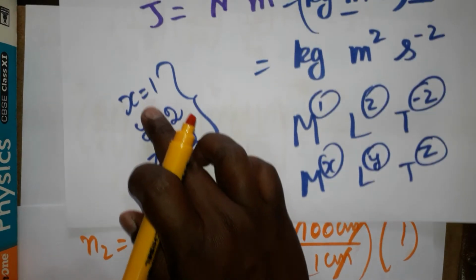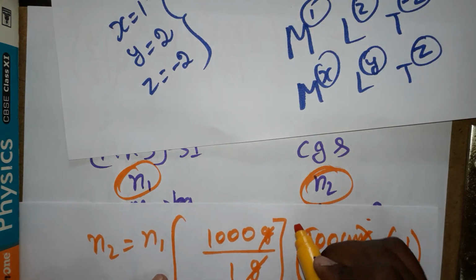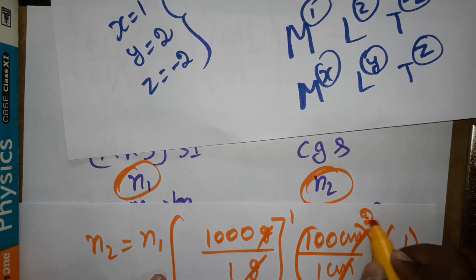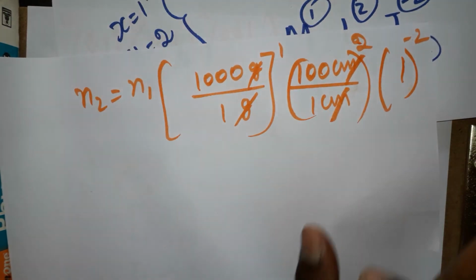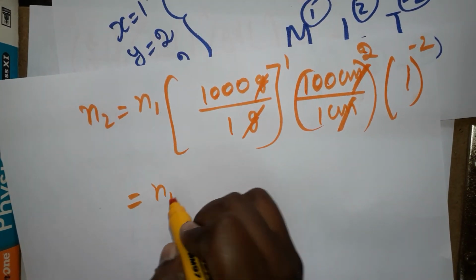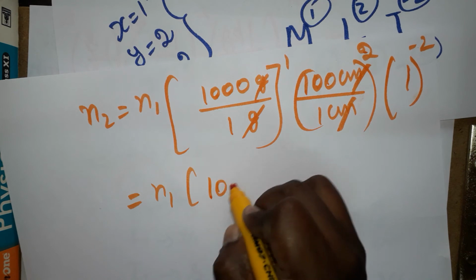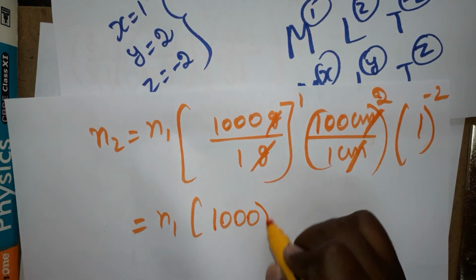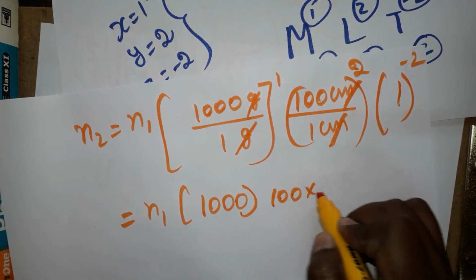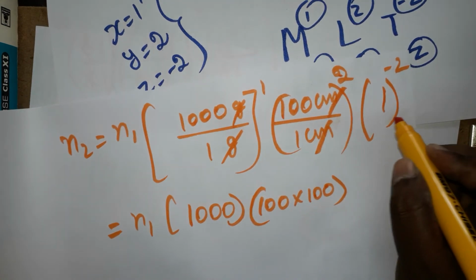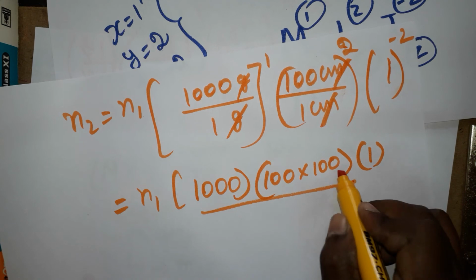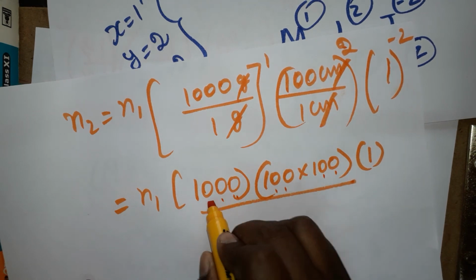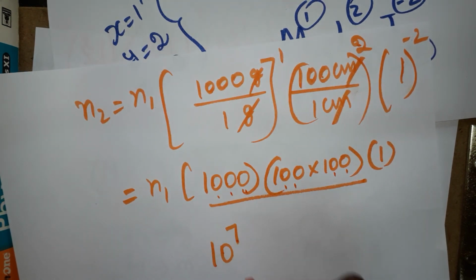Okay, already we found x, y, z. x is 1, y is 2, z is minus 2. So I just substituted the values. So n1 times 1000 into 100 square, because 100 into 100. The value 1 to any power will be 1 only. So this value will get 1, 2, 3, 4, 5, 6, 7 zeros, 10 power 7.